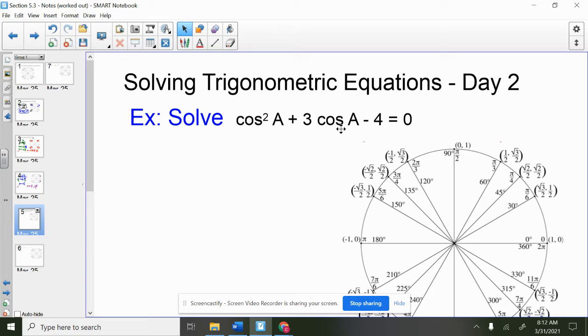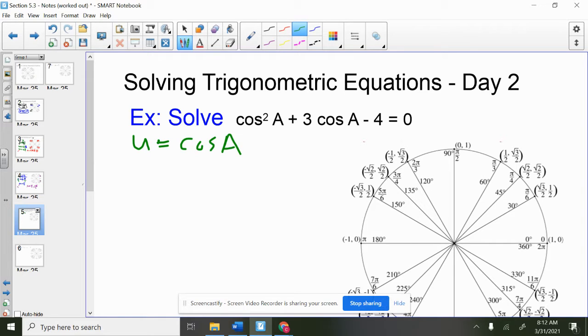So cosine squared A plus 3 cosine A minus 4. What we're going to do is make this look more like something that you've done before. You notice that we have a cosine squared and a cosine here. I'm going to make this look a little bit different. Instead of using cosine, I'm going to use a different variable. I'm going to call this u. So I'm going to say that u equals the cosine of A.